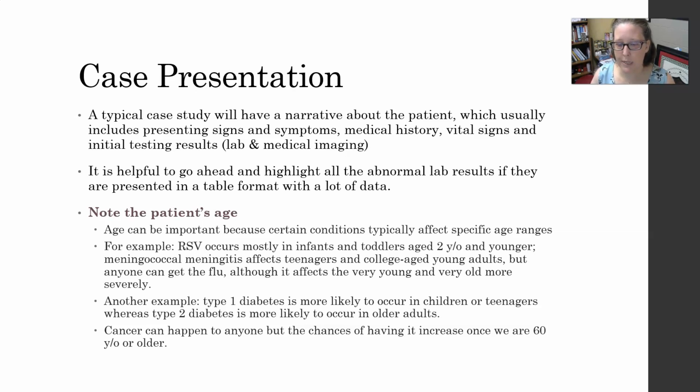Another example would be type 1 diabetes, which is more likely to occur in children or teenagers, whereas type 2 diabetes is more likely to occur in older adults. Unfortunately, because of our lifestyle in the U.S. and even outside of the U.S., we are seeing younger people with type 2 diabetes, in children and teenagers, which about 20, 30 years ago used to not be the case. Cancer can happen to anyone at any age, but the chances of having it increase once we are 60 years or older.